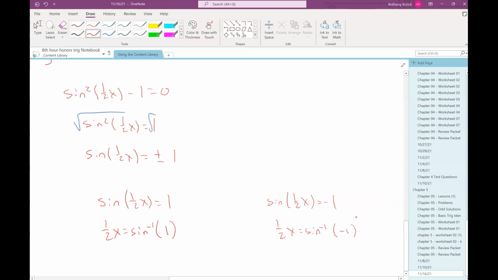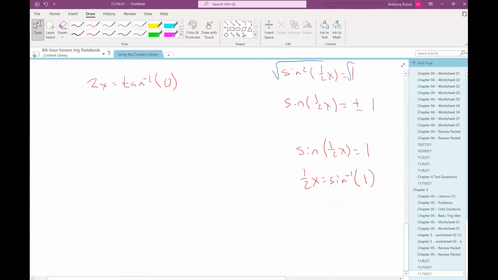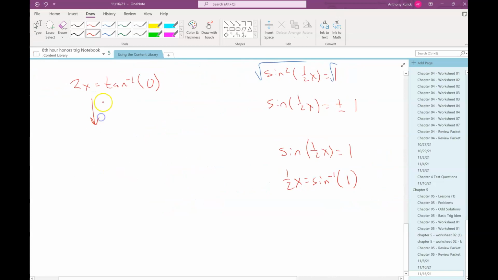So far, so good? All right, I'm going to go back to the tangent equation. So we're going to go to the unit circle, and we're going to look for when y over x is equal to 0.